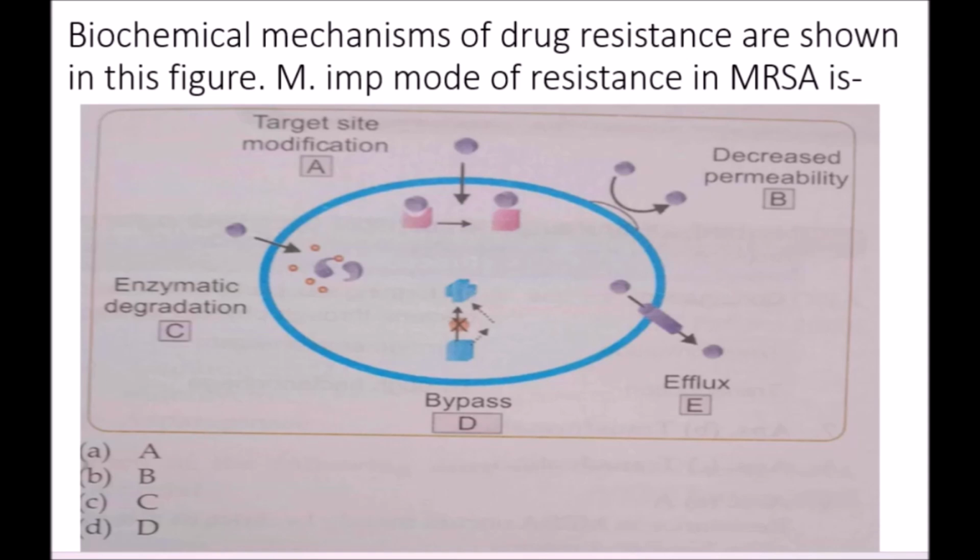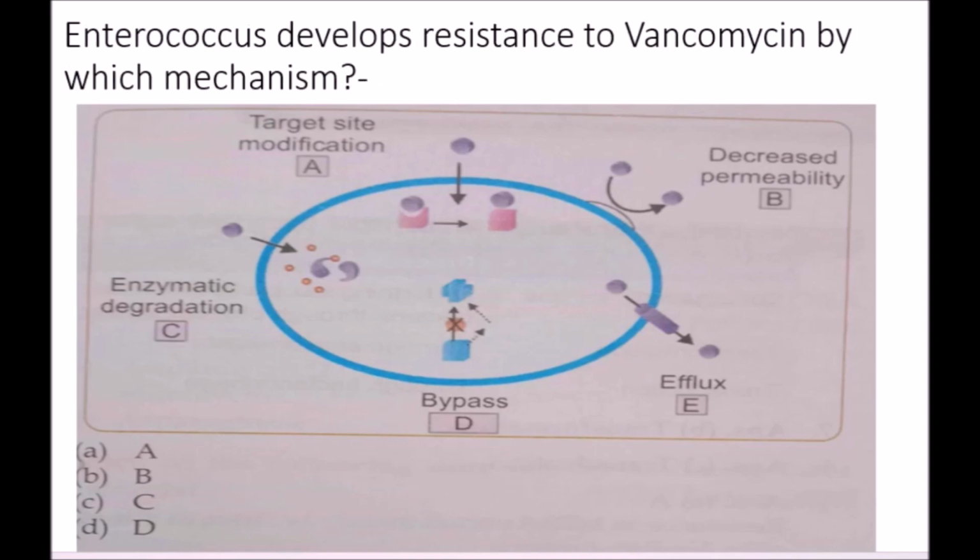And based on the same figure, our next question is, Enterococcus develops resistance to vancomycin by which mechanism? A, B, C or D? So friends, again here vancomycin resistance occurs due to altered binding site whose structure changes. So again our answer is A.